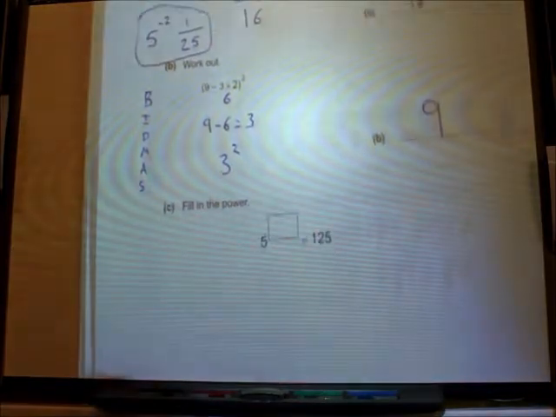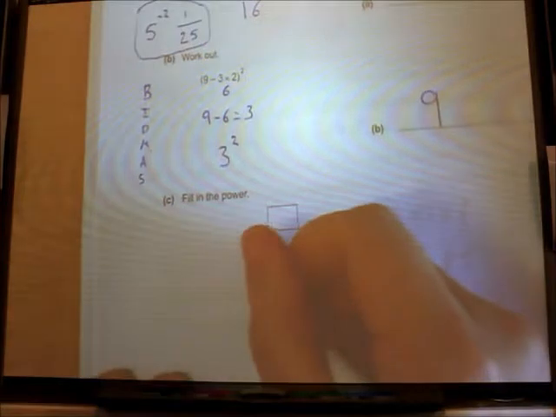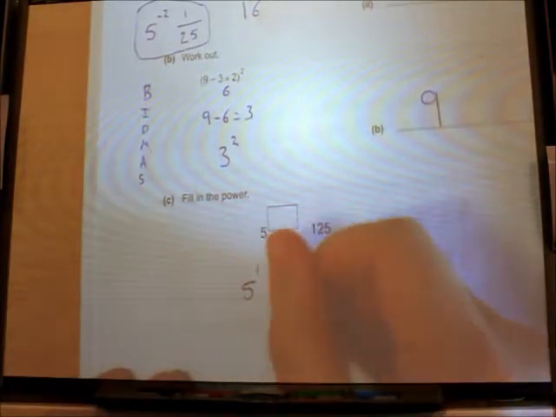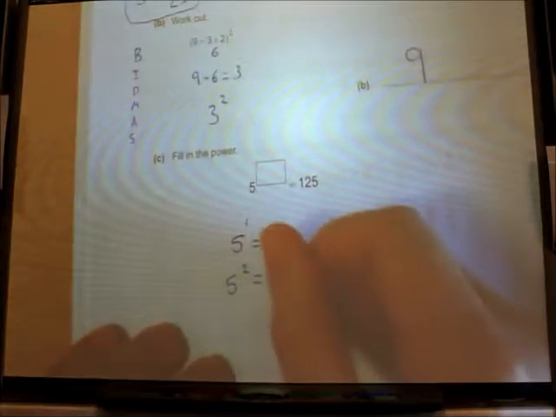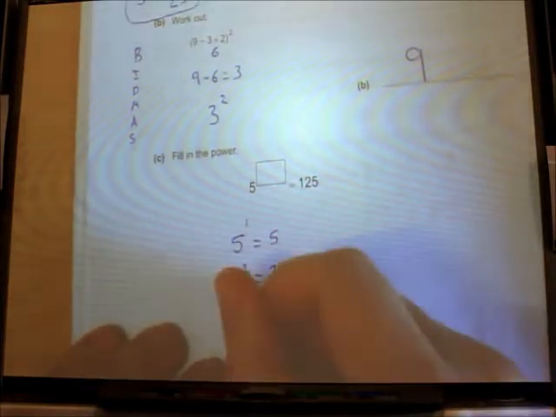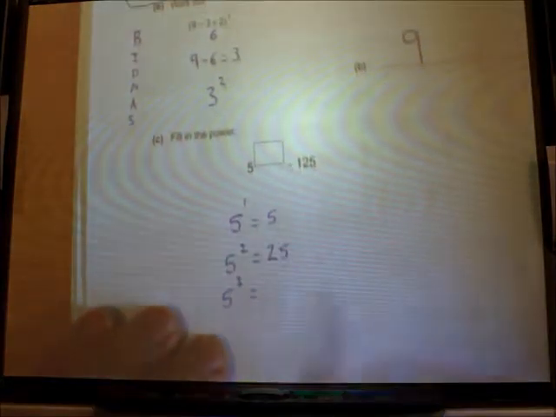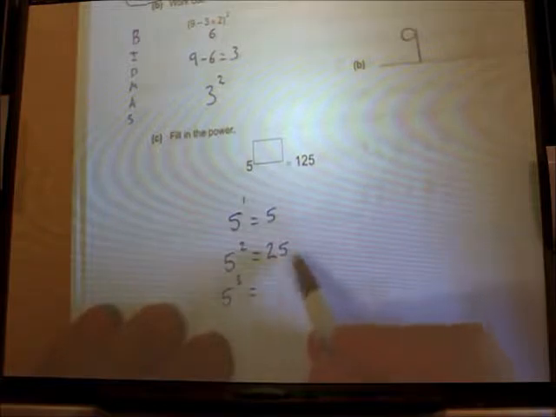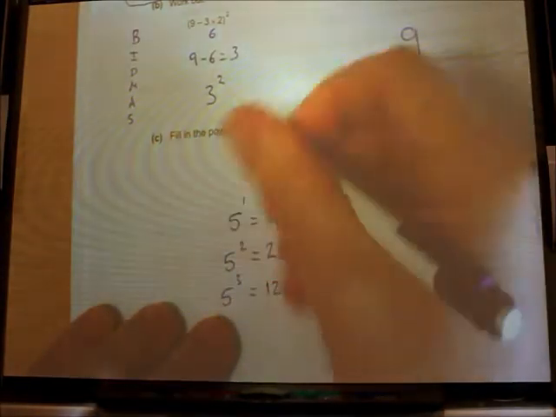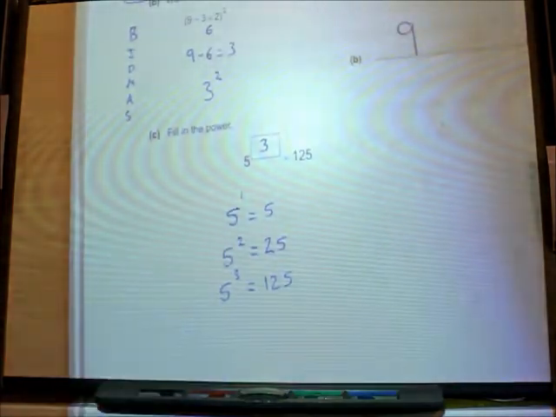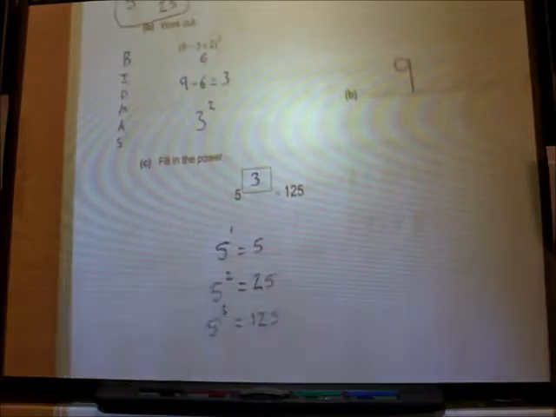The next one, fill in the power. So 5 to the power what is 125? Do a bit of trial and error again. 5 to the power 1 is just 5. 5 squared, or 5 to the power 2, is 25, because it's 5 times 5. 5 to the power 3, that is 5 times 5 times 5. So that is 5 times 5, times that by 5 is 125. So the answer to that is 5 to the power 3. Fairly straightforward marks there if you know what you're doing.